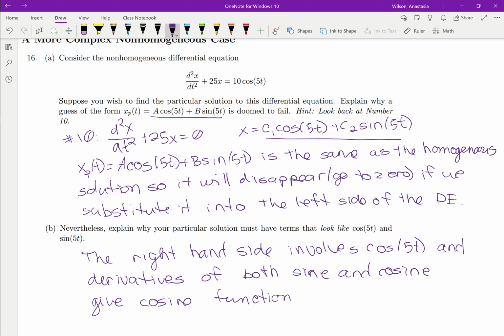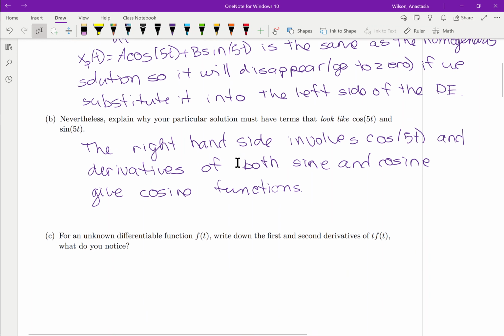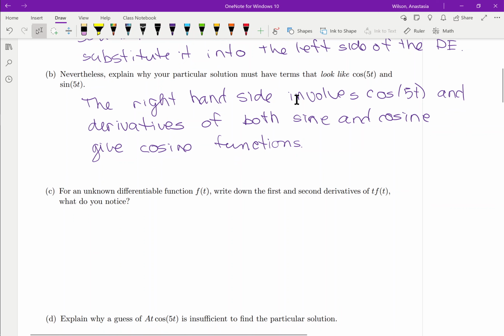So if we're thinking about taking a function and substituting it into the left side of the differential equation in order to get something that looks like the right-hand side, then it has to be something involving cosine and sine. But it's not the simplest thing that we can think of involving cosine and sine. So there must be something a little bit different, but still involving cosine and sine, that will work.